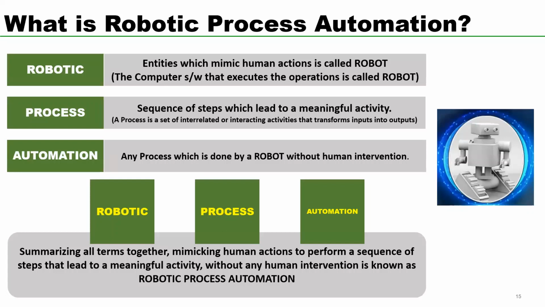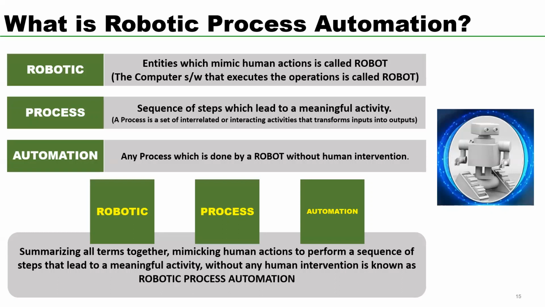Then what is RPA? At a high level, we can divide the terminology: robotic process automation. Robotic is an entity or software snippet which mimics human action. Means how a physical employee works in an organization, similarly this bot is also going to work. That's called a robot. What is process?